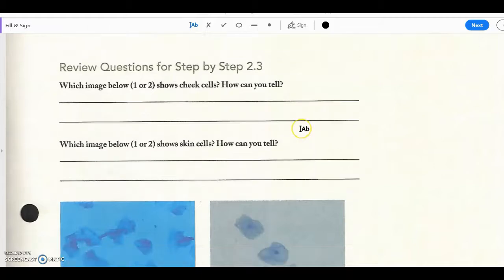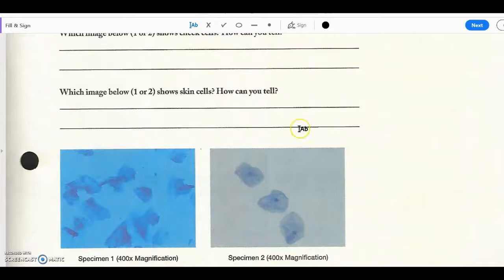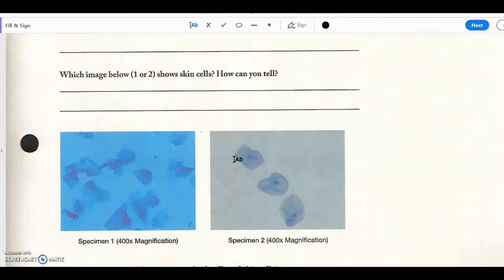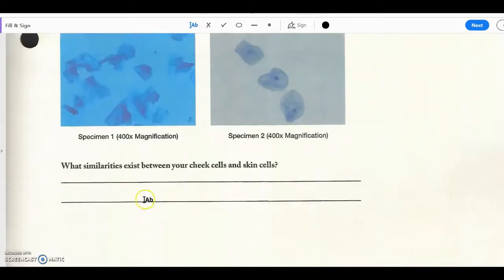And here, so which ones are cheek cells, which ones are skin cells? Well, we have seen that skin cells, these are cheek cells, okay? We can tell by their appearance. Cheek cells have that very clear nucleus, while skin cells, since they're dead, there's no nucleus distinguishable in the skin cells on the left. Both skin and cheek cells appear to be flat, and they are very similar in size.